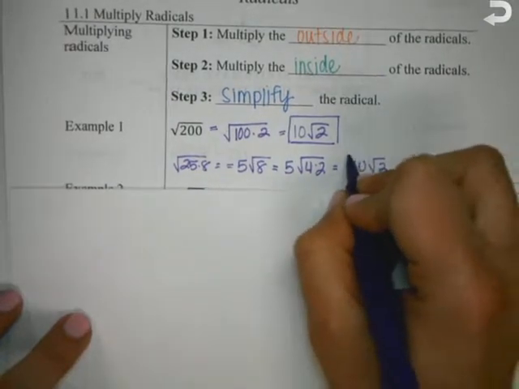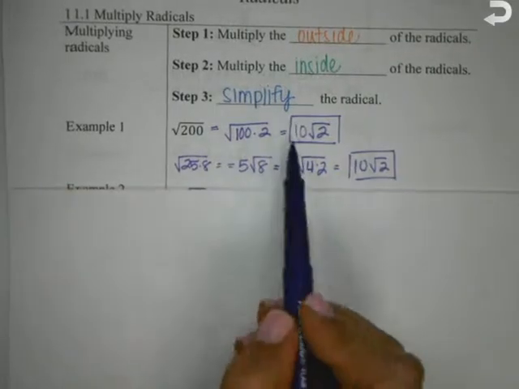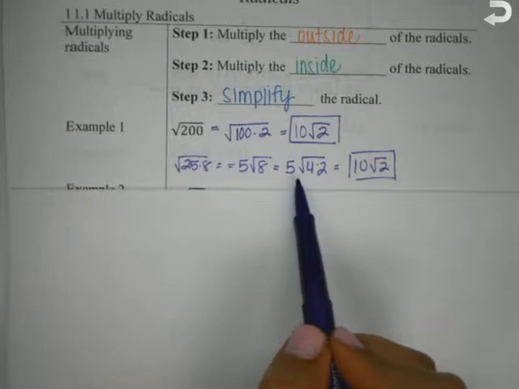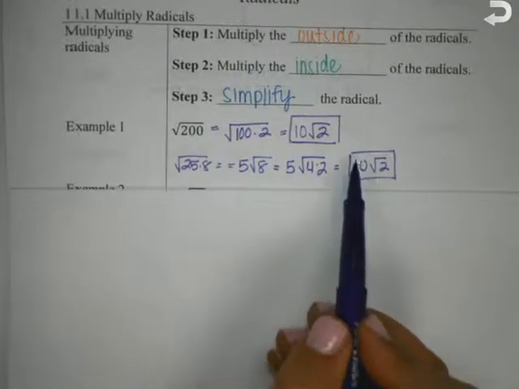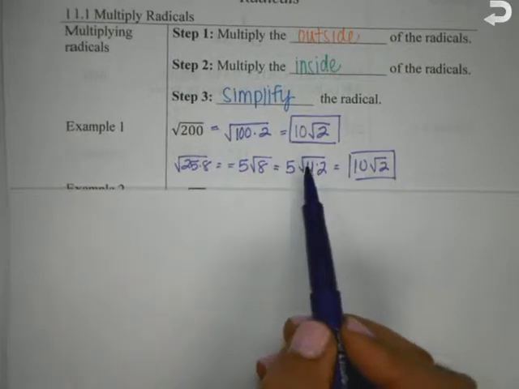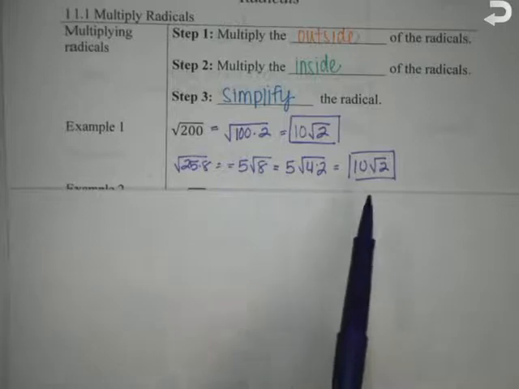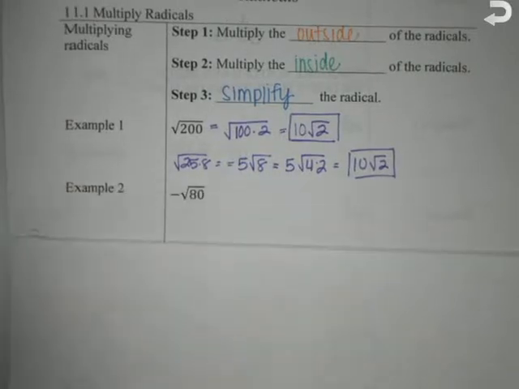So your goal is to use the biggest perfect square possible, so that way you know it's simplified. But make sure you double check. We know you can't take the square root of 2 because you can't break it down anymore. So that's how we know where to stop. Even if you use different combinations, you will still get the same answer if you are paying attention to what you're doing. Okay, example 2, negative square root of 80.